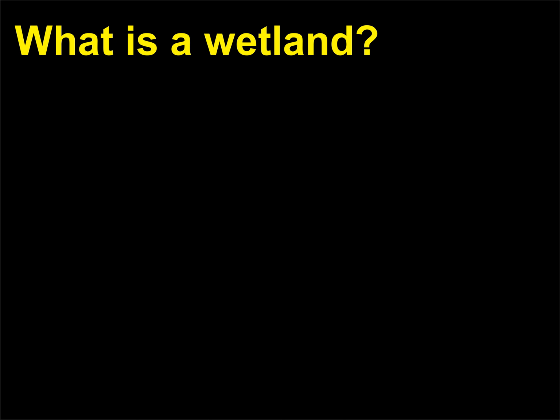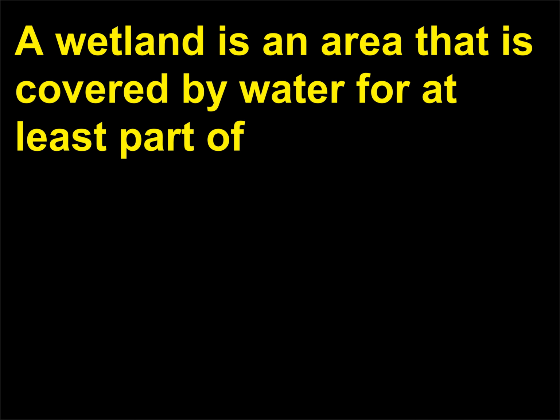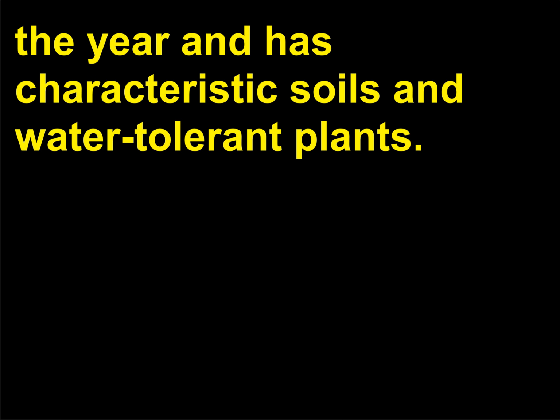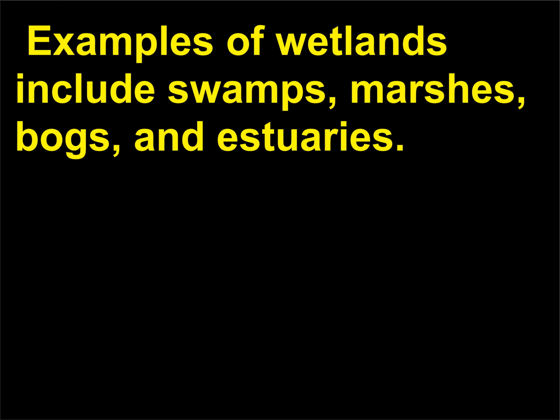What is a wetland? A wetland is an area that is covered by water for at least part of the year and has characteristic soils and water-tolerant plants. Examples of wetlands include swamps, marshes, bogs, and estuaries.